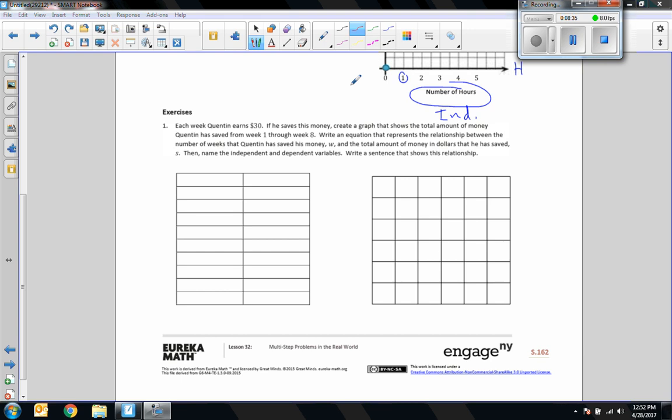Okay, here we go. Number 1 says, each week, Quentin earns $30. If he saves his money, create a graph that will show the total amount of money Quentin has saved from week 1 through week 8. So 1, 2, 3, 4, 5, 6, 7, 8.